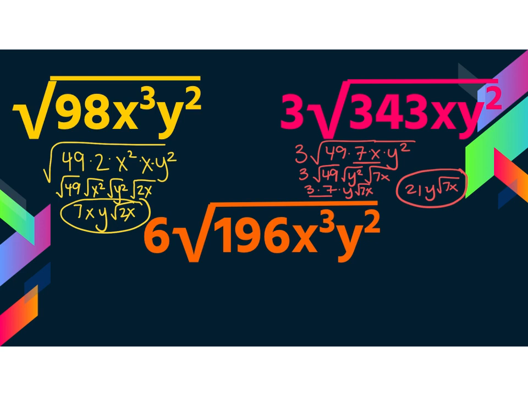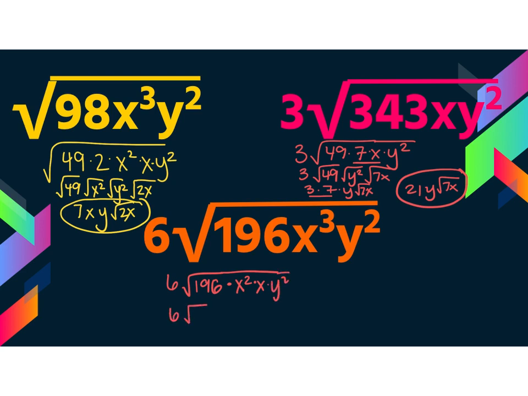As I look at 196, I could consider that I could divide it by 4. And it would be 4 times the square root of 49, which I could also then realize that are both perfect squares, and 196 is actually a perfect square. So we can break this up into 6 times the square root of 196 times, remember with x cubed, we want to rewrite it as x squared times x, and then times our y squared.